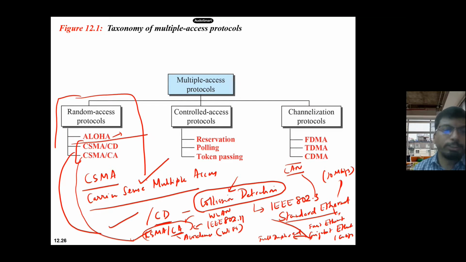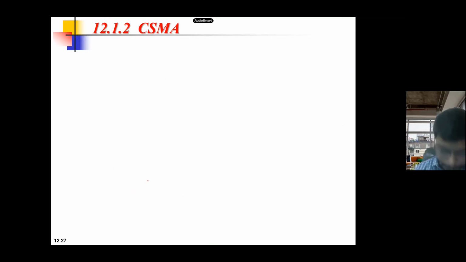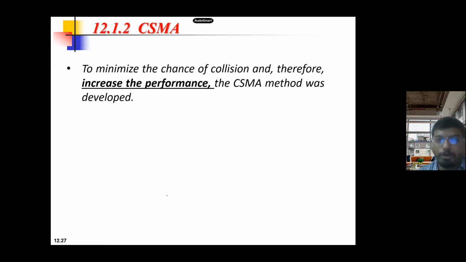Okay, so let's first understand CSMA, right? Why was this protocol proposed? That's the first question that we have to ask. Ideally, you know that in random access protocols, any station that has a frame to send has the right to send. But since it's a common shared medium, there is a higher probability of collision, and that is what we have to minimize. So ultimately, our goal here is to minimize the chance of collision, thereby increasing the performance. That is what we want.